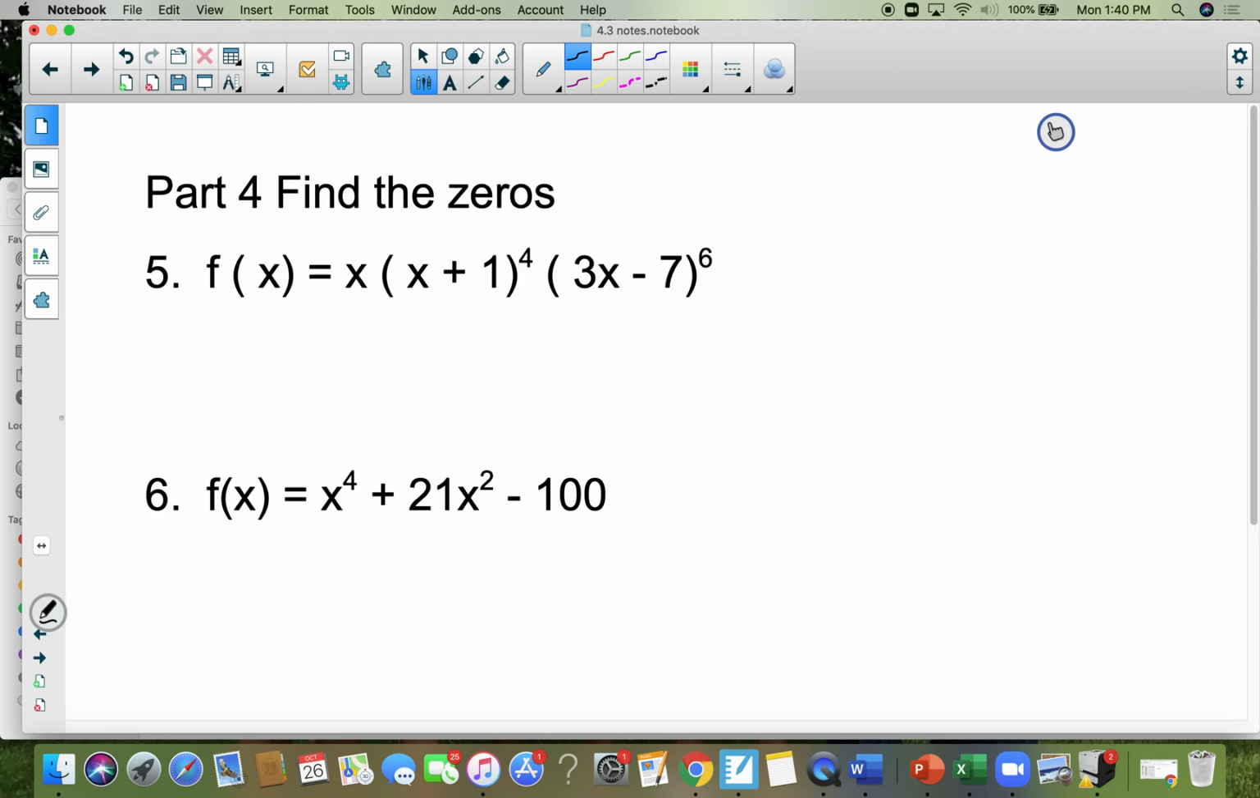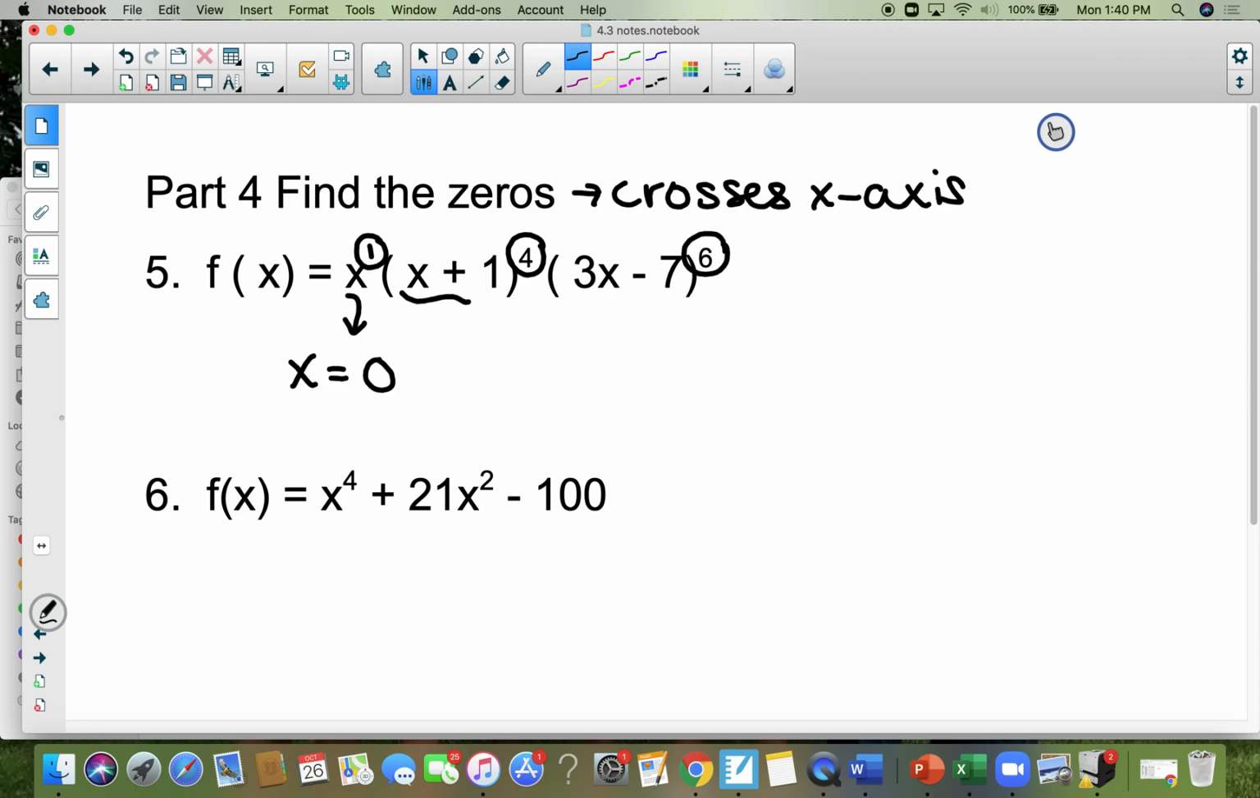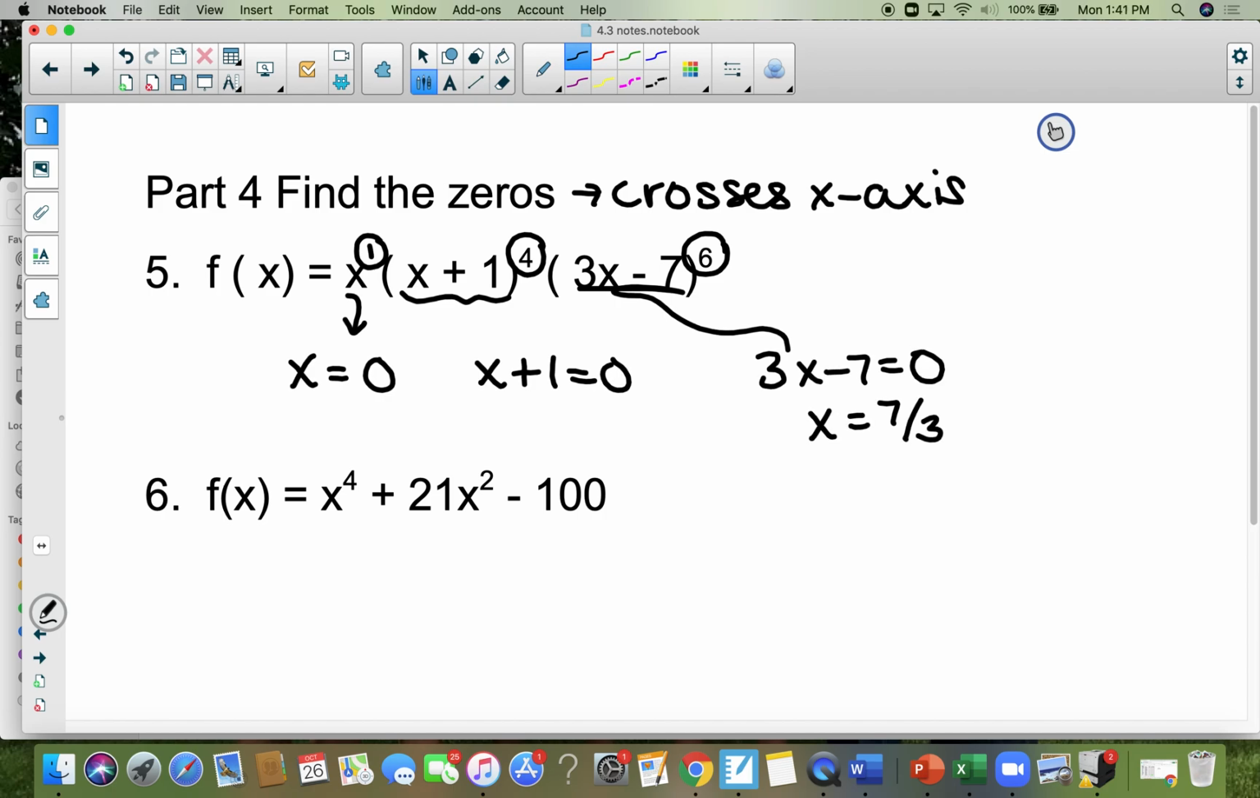Okay, this part, it's already in factored form, and they want you to come up with the zeros or the answers or where it crosses the x-axis. This is to the first power, so you're going to have 1 there, you're going to have 4 zeros here, and 6 zeros here. So you set this one equal to 0, you set x plus 1 equal to 0, and you set 3x minus 7 equal to 0. X equals 7/3, x equals a negative 1, and x equals 0.